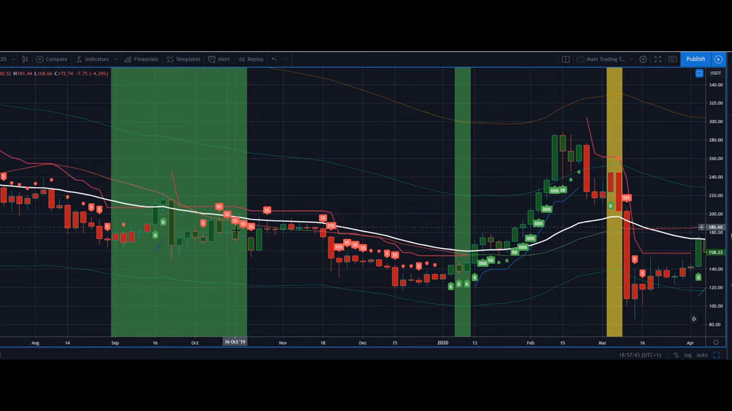You can sometimes see green candles in choppy markets, but if you just entered here and waited, you'd be out at break even anyway, and then you could have shorted these red candles here.